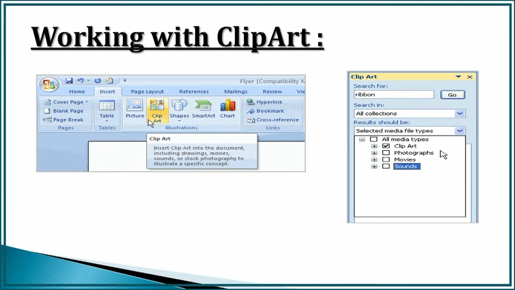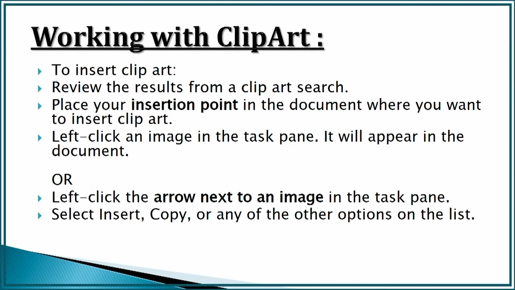So we will go to the clipart option and type the required image keyword, then we will search in all collections, everywhere, or in the media accordingly, and select media file types, that is, what kind of files, like photographs, movies or sounds, and accordingly we will get the results. So how will we insert? We will place our insertion point, and wherever the insertion point or cursor is, there the image will be inserted.